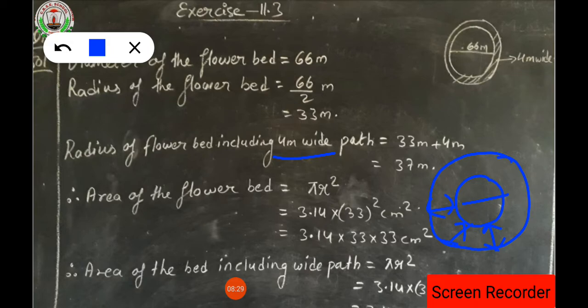Clear? Now see, if the diameter is 66, the radius can be easily found by dividing it by 2. So 66 will be divided by 2. So what is the radius of this particular part? The inside circle, the inner circle, will be 33 meter, isn't it? In the same way we are going to find the radius of the outer circle.